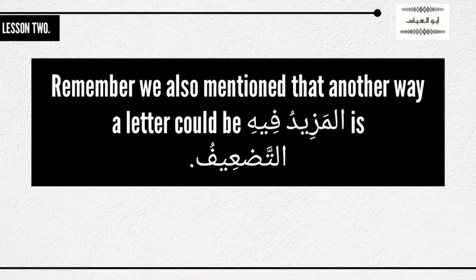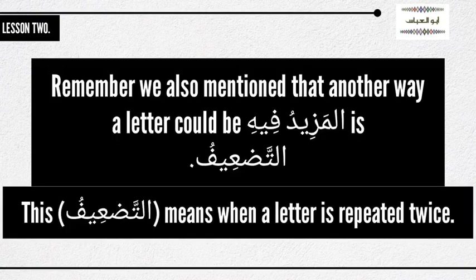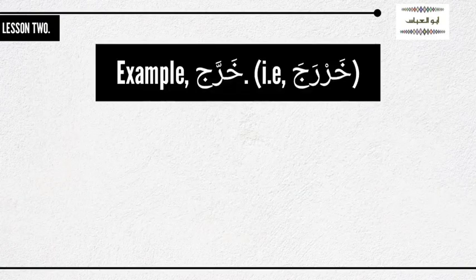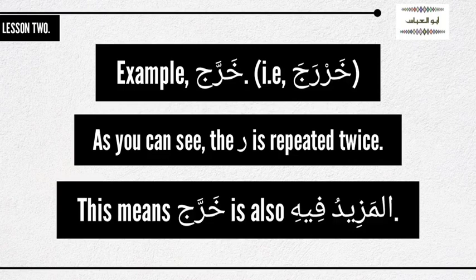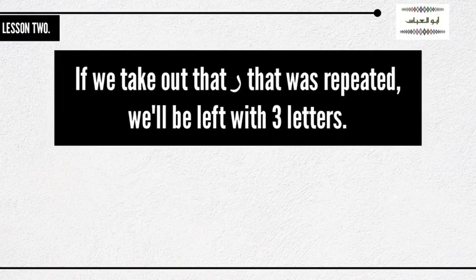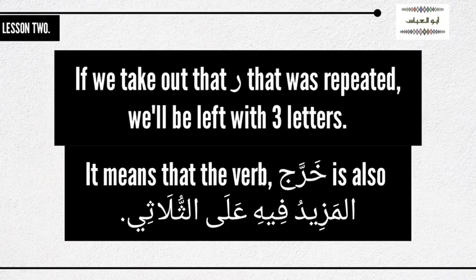Remember we also mentioned that another way a letter could be al-mazidu fihi is at-tad'if. At-tad'if is when a letter is repeated twice, like kharraja. As you can see, the ra is repeated twice. It means that kharraja is also al-mazidu fihi. So what was repeated? Ra. If I take out that ra that was repeated, I am left with 3 letters. It means that it is also al-mazidu fihi ala thulathi.